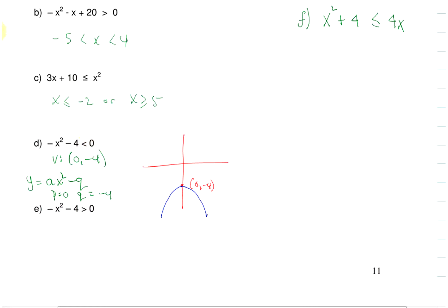Now if you take a look over here, we want below the x-axis, right, where y is less than 0. Notice our whole graph is below the x-axis, so we're considering the whole region. Okay, so everything is below the x-axis, which means that our solution set is all real numbers. So x is all real numbers.